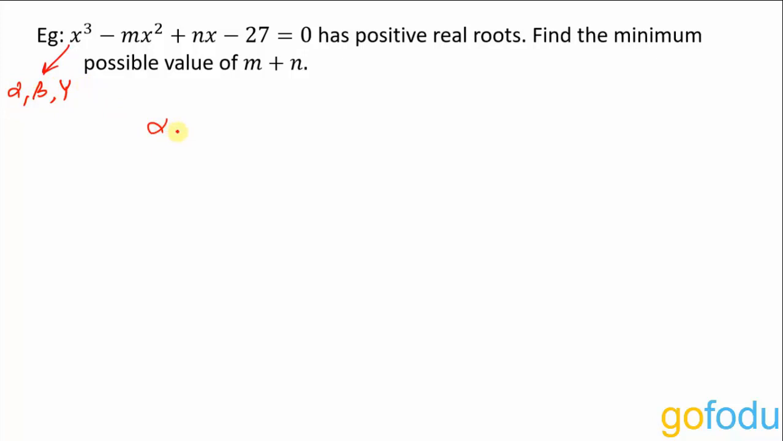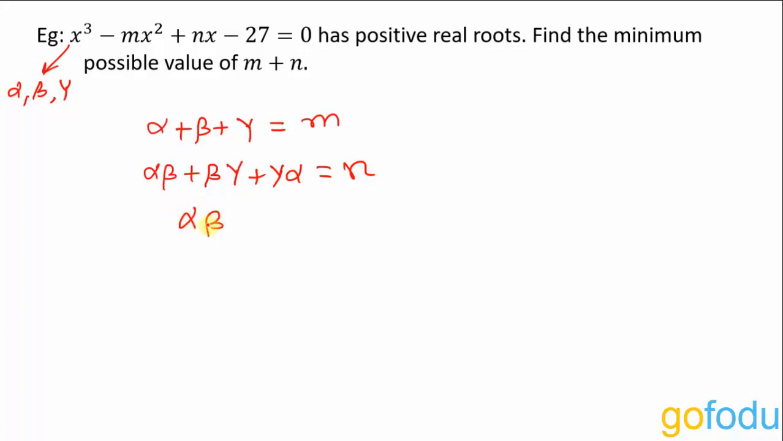Now the sum of roots, alpha plus beta plus gamma, will be minus of minus m upon 1, that is m. And the sum of the product of roots taken 2 at a time, that will be alpha beta plus beta gamma plus gamma alpha, is what? n. And the product of roots is alpha beta gamma, that is 27.